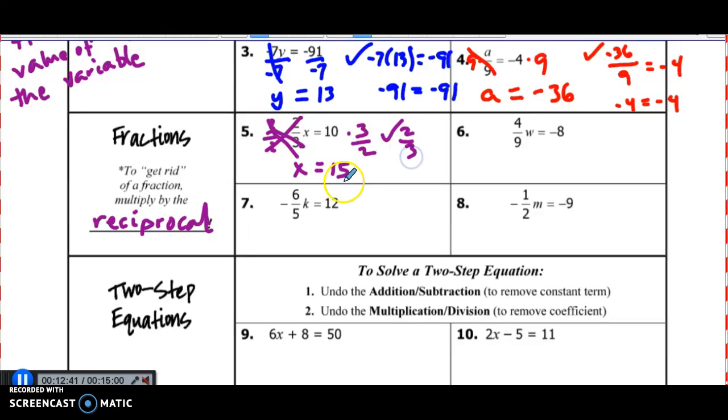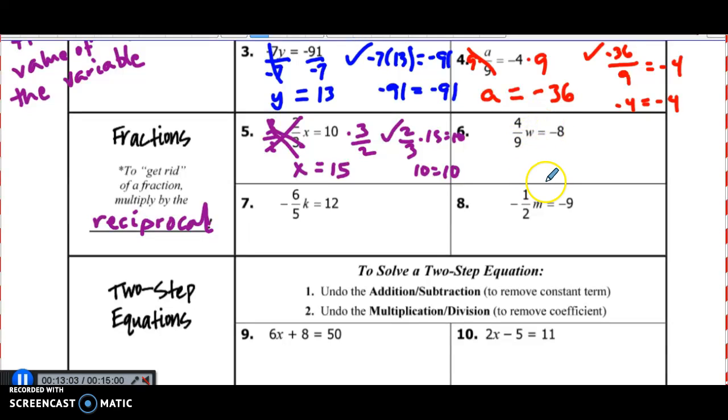So I'm going to substitute my answer back in for x. So I have 2/3 times 15 equals 10. So 2/3 times 15, I'll do 2 times 15 is 30. 30 divided by 3 is 10, and that works out. 10 equals 10.